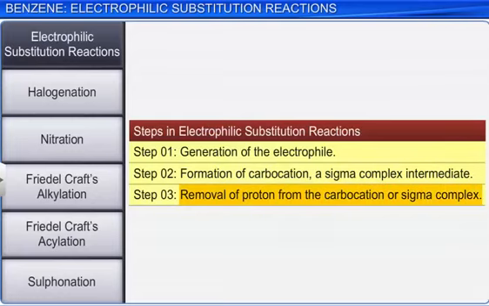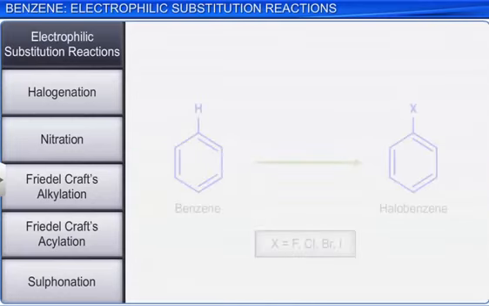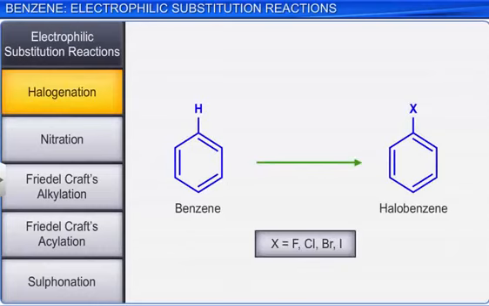Now, let's take a closer look at each type of electrophilic substitution reaction along with the mechanism in detail. First, let us take up halogenation reaction. The replacement of a hydrogen atom by a halogen atom such as fluorine, chlorine, bromine, and iodine in a benzene ring is called halogenation of benzene.